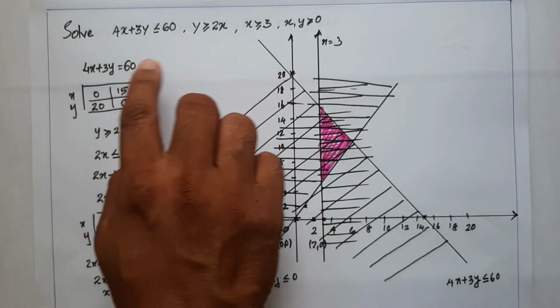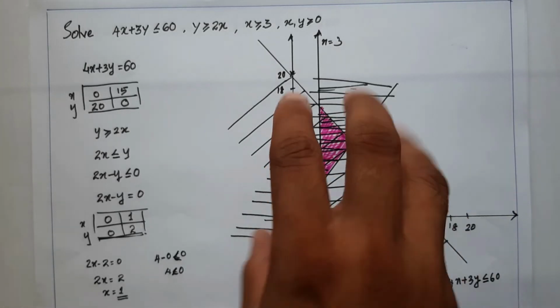Already using these three inequalities we get a common solution which lies in the first quadrant.